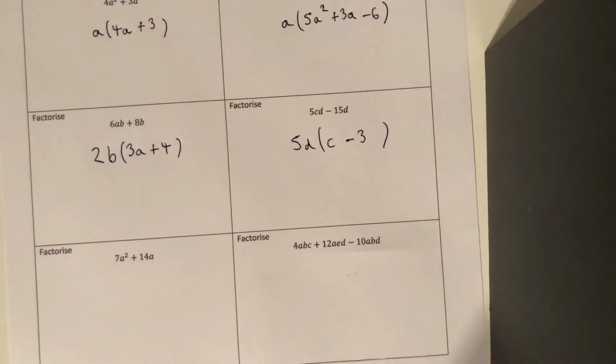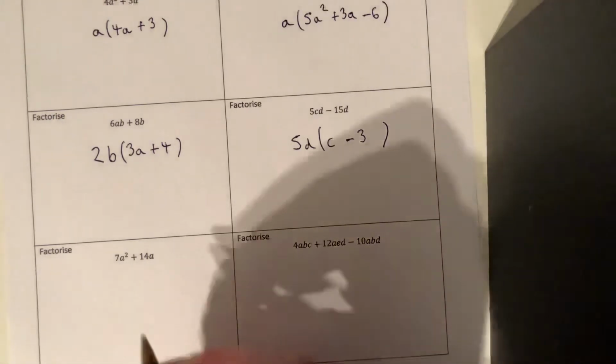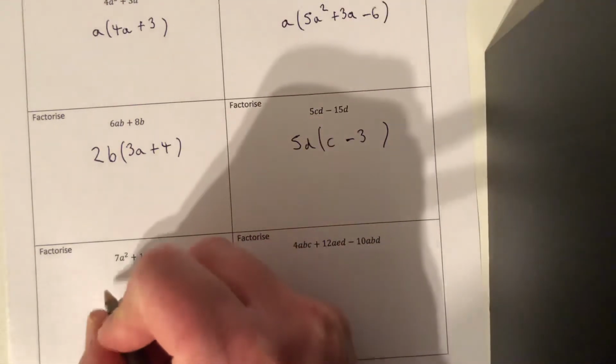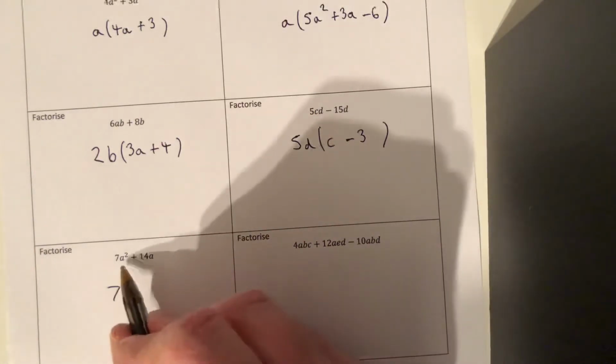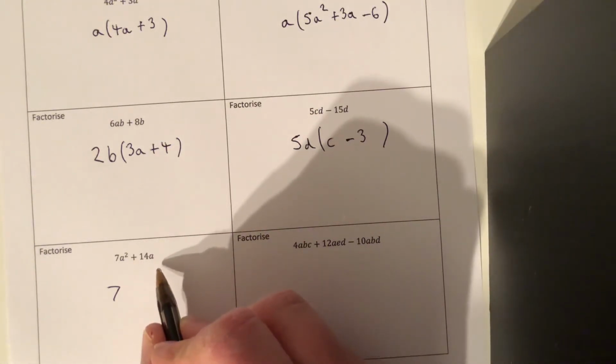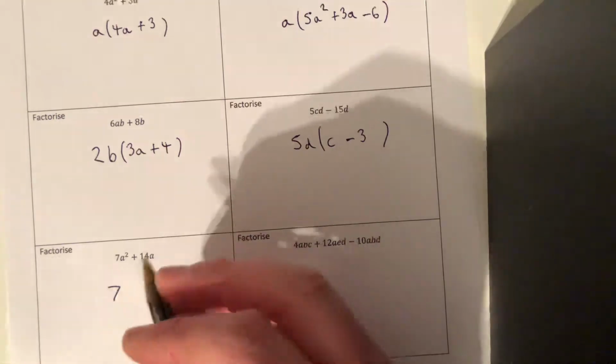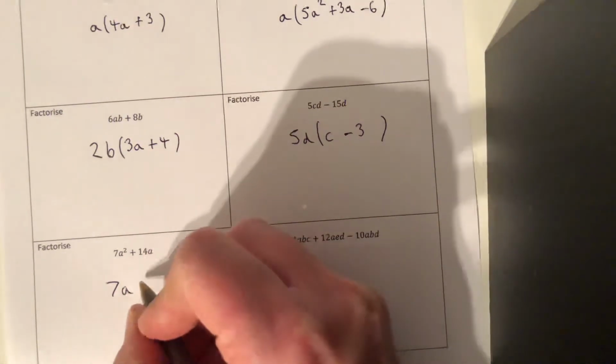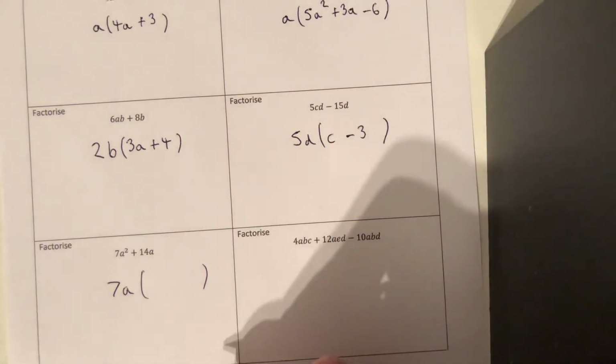Okay, the next one, 7a squared add 14a. Now we're getting a bit more like the stuff you're going to have to deal with. 7a squared and 14a. So we'll look at the number first. 7 and 14, both in the 7 times table. Take the 7 out. A squared and a. Basically, a goes into both of them. They're both in the a times table, if you want to say it like that. It's a bit weird. So 7a is the common factor.